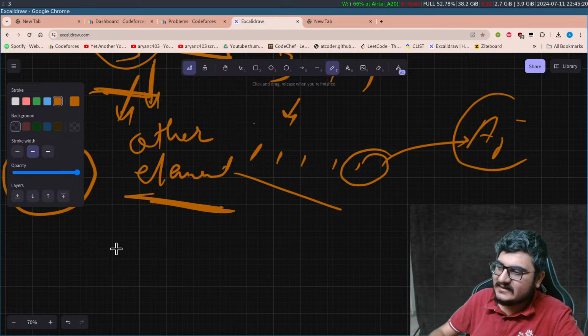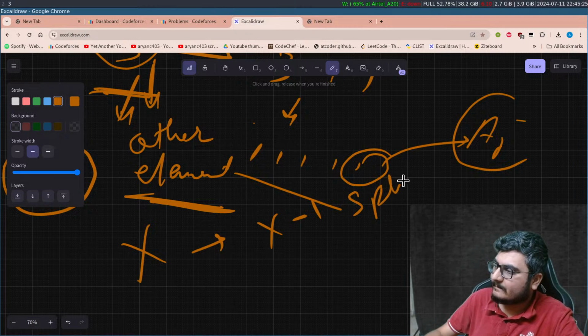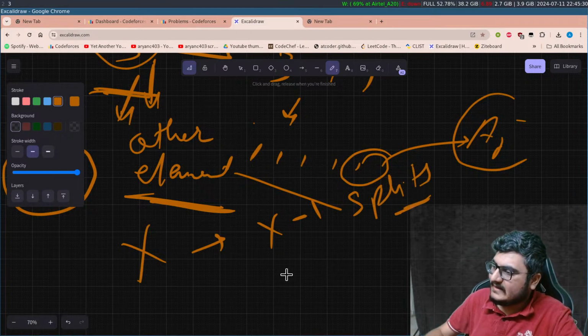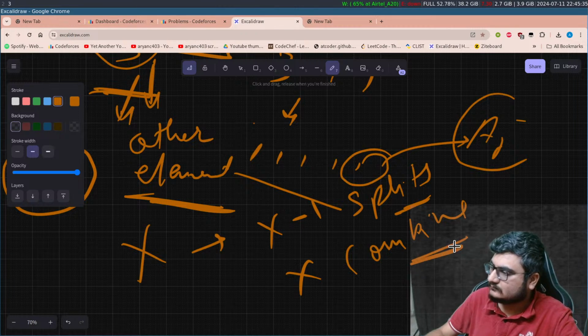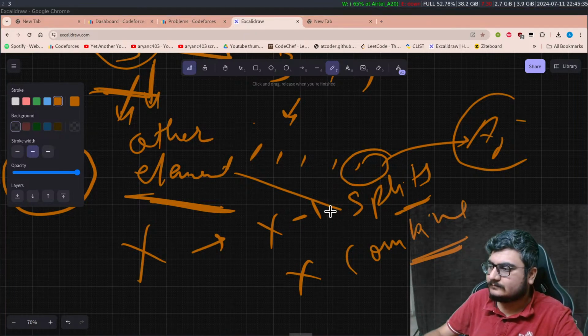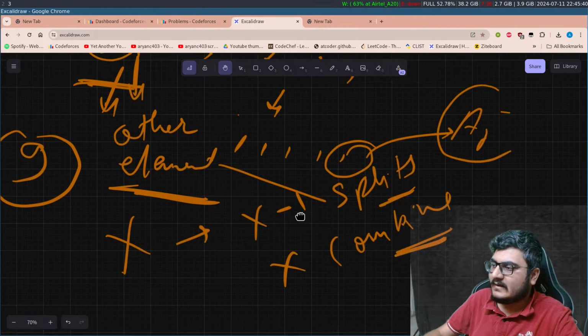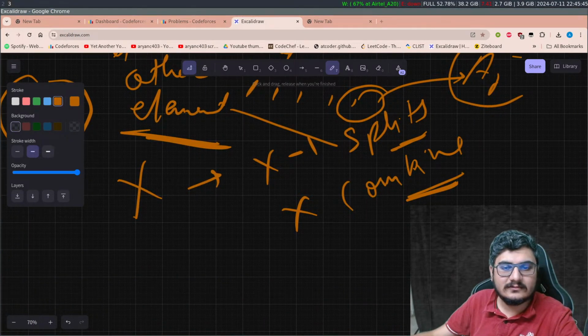In general, if we have an element x, we first need x minus 1 splits and then x combine operations. And that is the first idea I have. Any questions on this?